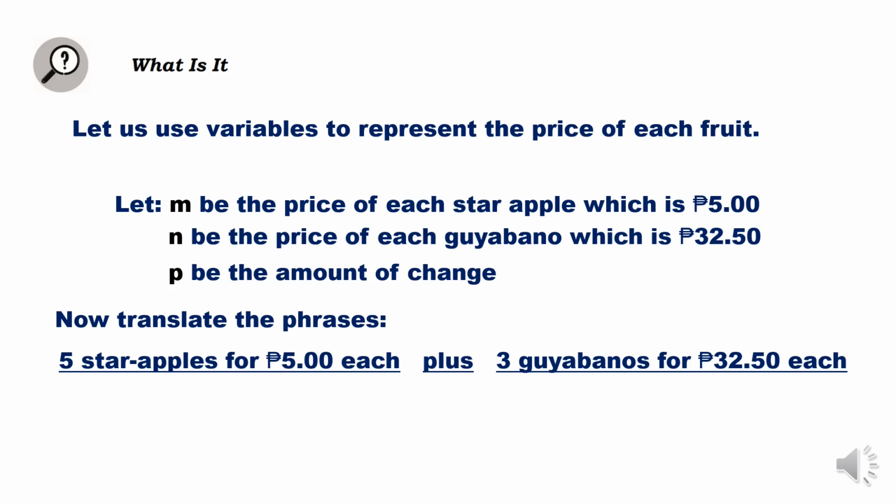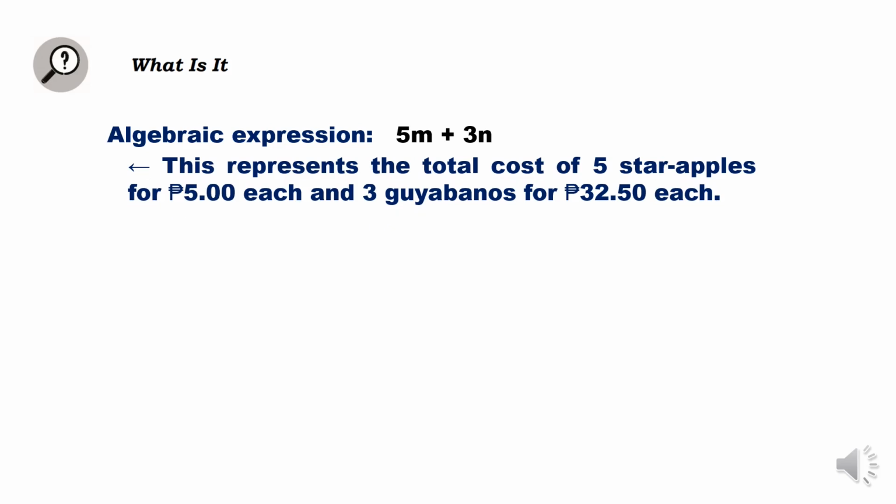5 star apples for 5 pesos each plus 3 guyabanos for 32 pesos and 50 centavos each. 5m plus 3n. Algebraic expression 5m plus 3n. This represents the total cost of 5 star apples for 5 pesos each and 3 guyabanos for 32 pesos and 50 centavos each.